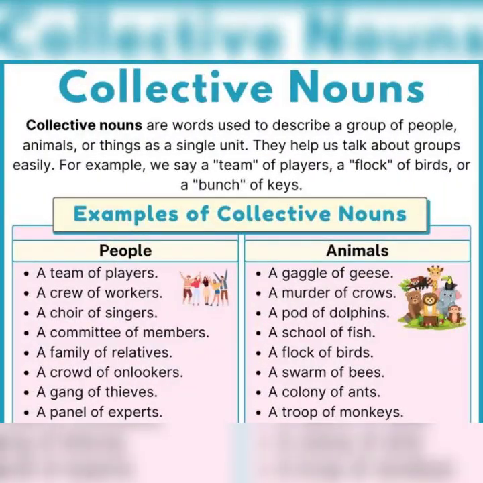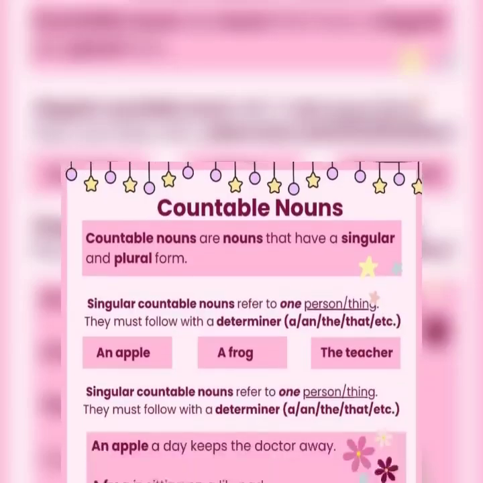Collective nouns. Collective nouns are words used to describe a group of people, animals, or things as a single unit. They help us talk about groups easily. For example, we say a team, a flock of birds, a bunch of keys. For example, a team of players.